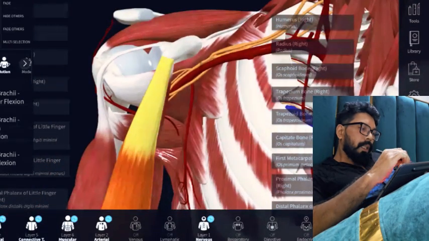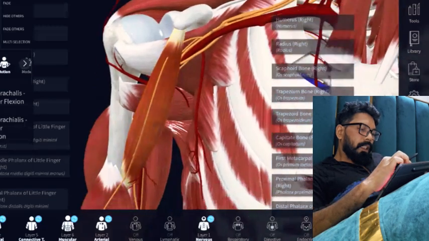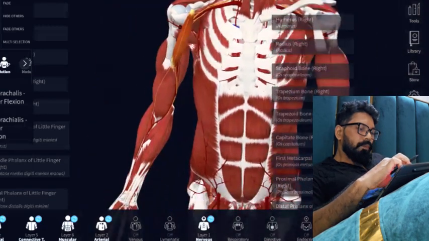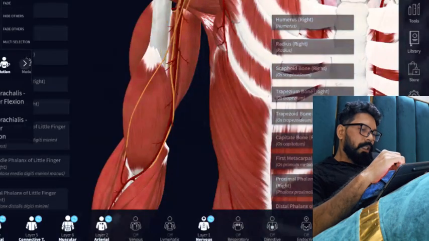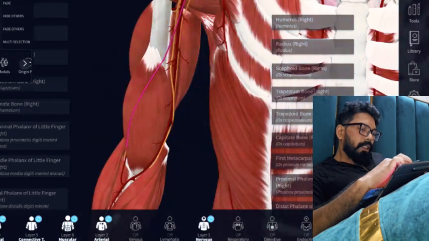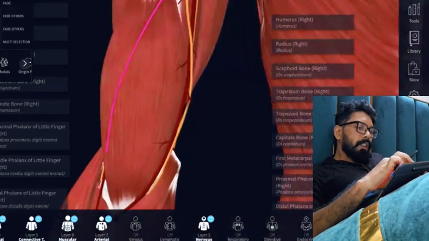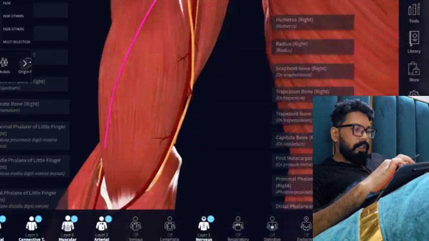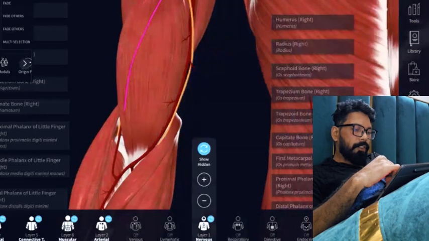Let me just show you the nerves first. What are the important ones and what are the things you need to know? So this is our musculocutaneous nerve. First nerve we need to see. Why? Because this is important and you forget it. That's why I keep it at the first.